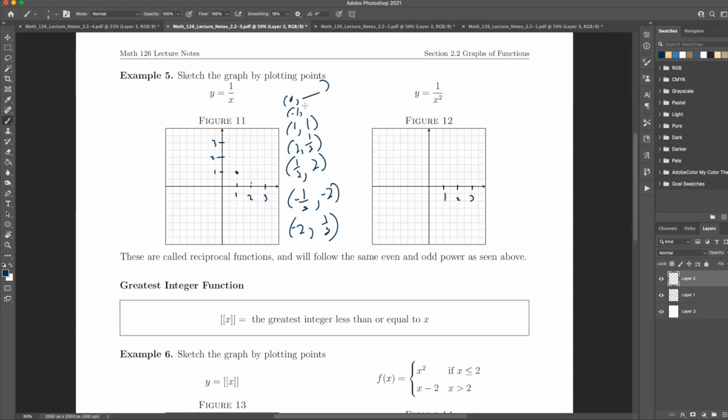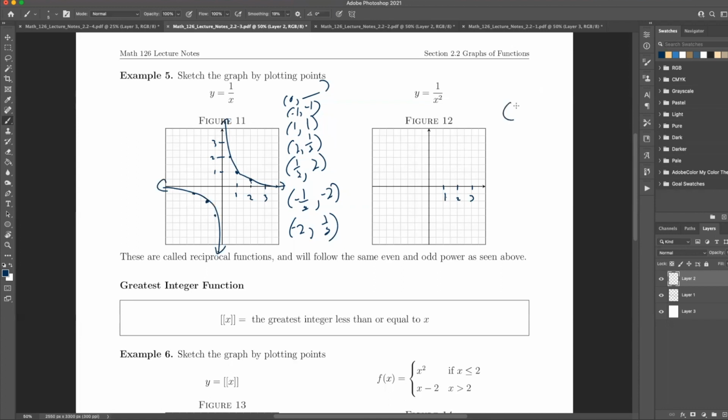Let me do -1 gives me -1. 1 over -1 gives me -1. So at 2, I'm at a half. At a half, I'm at 2. And so see how this makes this graph a little bit easier to draw. There we go. All right, and so this is what the 1 over x looks like.